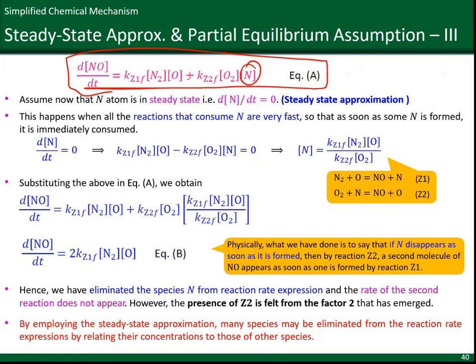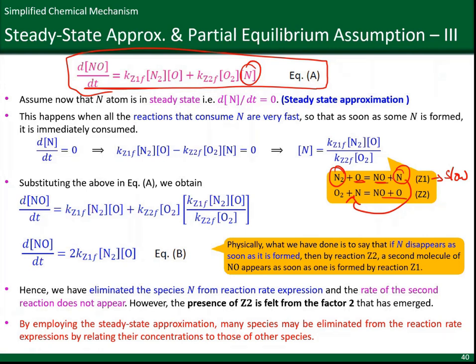So now when we look at the nitrogen atom, we said in the first reaction, you have the N2 molecule being attacked by this oxygen atom, and you get nitric oxide plus N, the nitrogen atom. And we said this reaction is slow. But as soon as this reaction occurs and this nitrogen atom is formed, the nitrogen atom goes and attacks an oxygen molecule, and you have the second reaction happening. So you can very well imagine that as soon as the nitrogen is formed in the first reaction, it gets consumed in the second reaction.